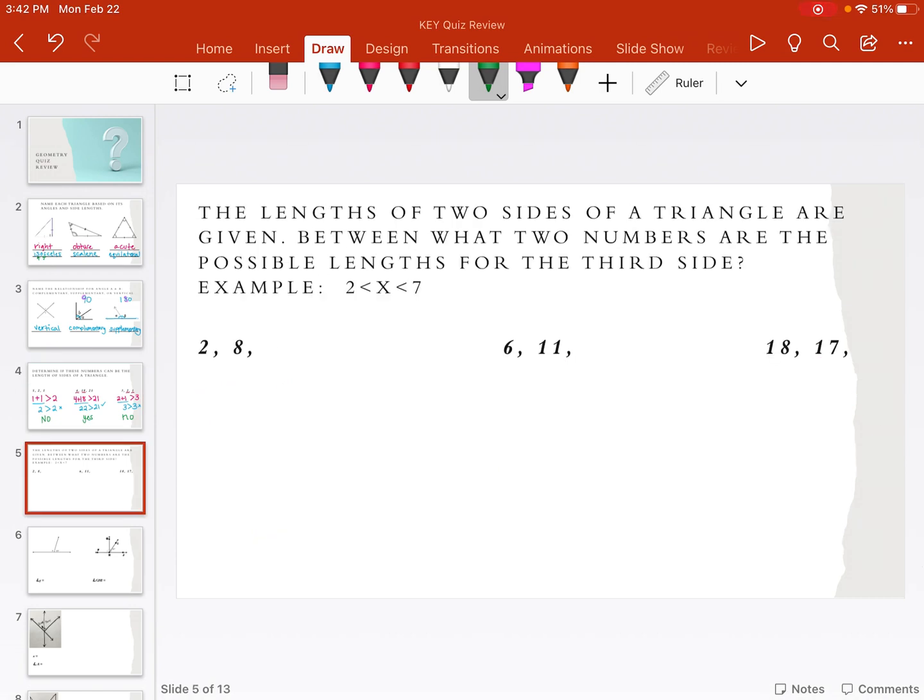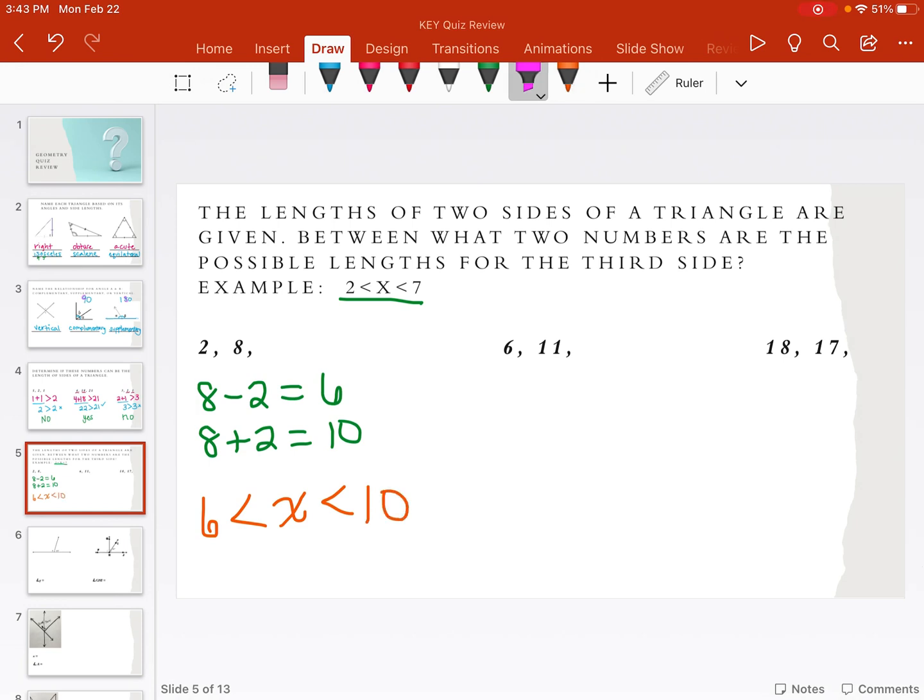All right, here they gave us two side lengths, and we're trying to find what the third one could possibly be. And they did ask us to write it in this form, like a double inequality. So we're going to practice doing that as well. So remember, to find what those two numbers are, we're going to subtract the bigger number minus the smaller number, and then add the two numbers. And that's how we're going to fill in our double inequality. So for this first problem, I'm going to do 8 minus 2, which gives us 6. I'm going to do 8 plus 2, which gives us 10. And now I can write it in my double inequality form. So the smaller number, 6, is less than x, which is less than 10. That would be my answer right there.